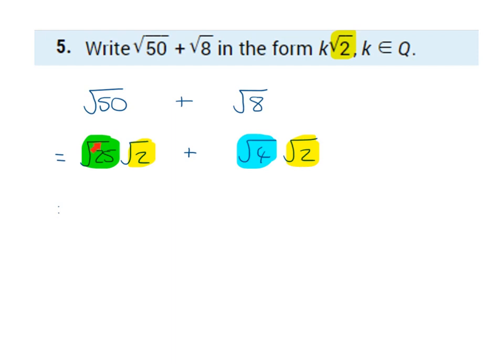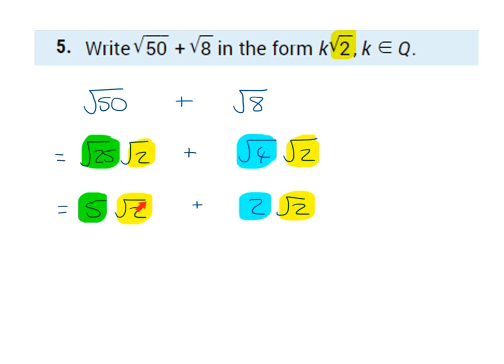I can simplify the square root of 25 to give me 5, but root 2 cannot be simplified because 2 is a prime number. And the square root of 4 I can simplify to be 2, and again, root 2 I cannot simplify. So root 25 root 2 gives me 5 root 2. Notice I've no square root anymore, because the square root of 25 is 5, because 5 squared is 25. And the square root of 4 is 2, in the same way, so I don't have a square root anymore. So root 25 root 2 gives me 5 root 2.